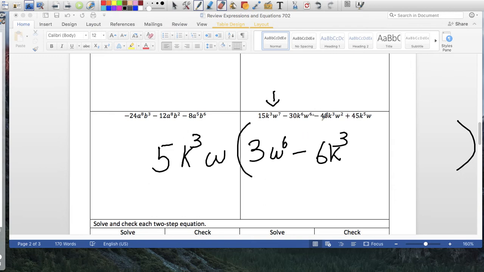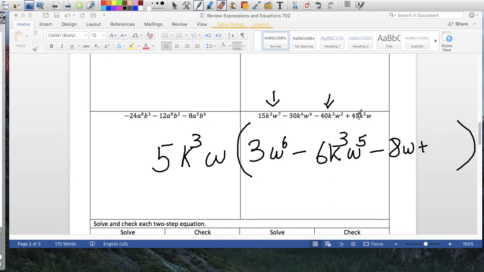This is a W. How do I get to W to the 6th? So multiply by W to the 5th. Minus 40 divided by 5 is 8. K to the 3rd is already there, so I'm not going to add any K's. And W to the 2nd just means I do W. So 8 times 5 is 40. Check. K to the 3rd gets in there, and W times W is W to the 2nd power.